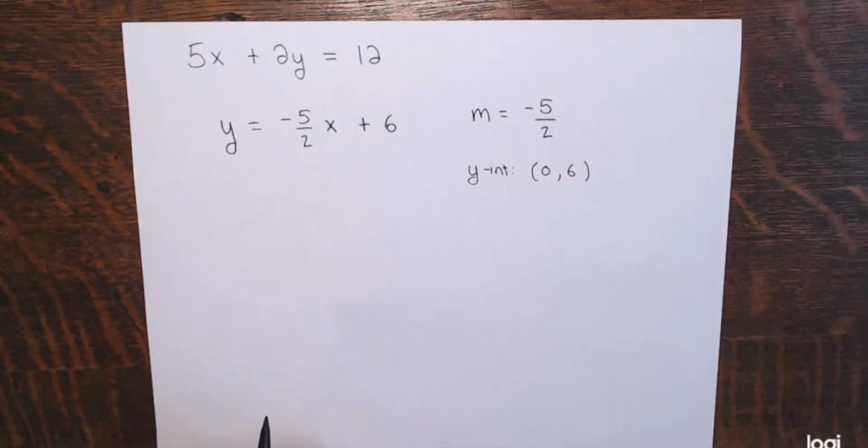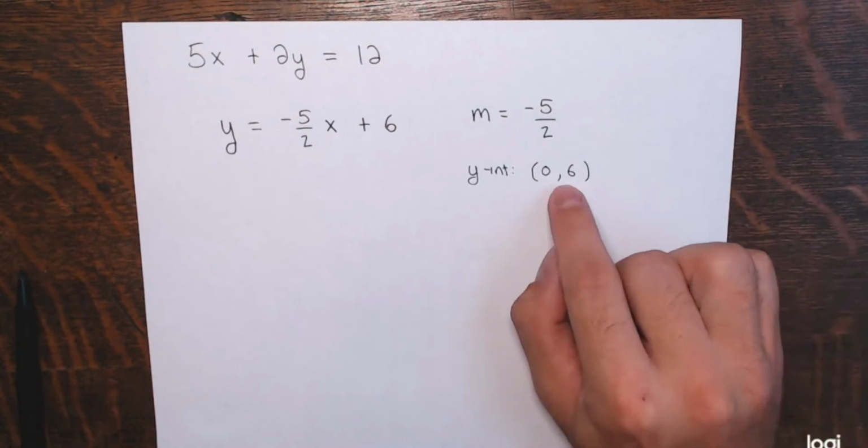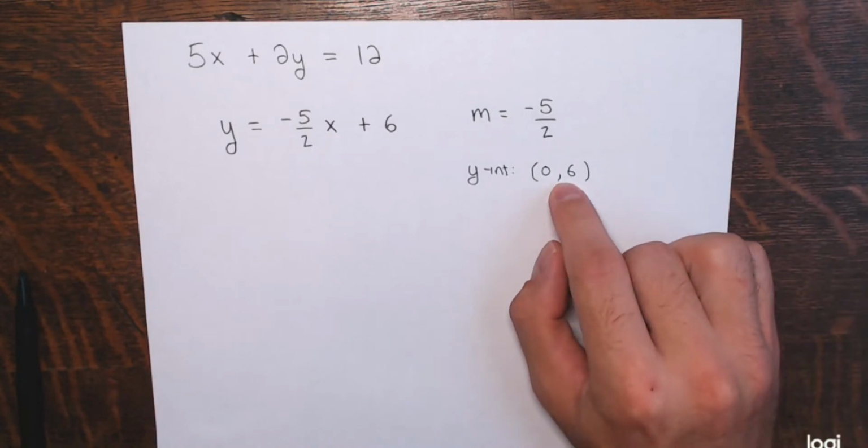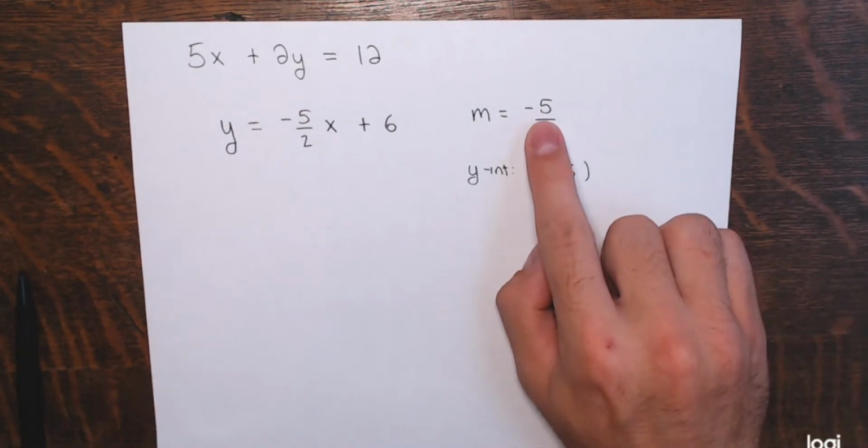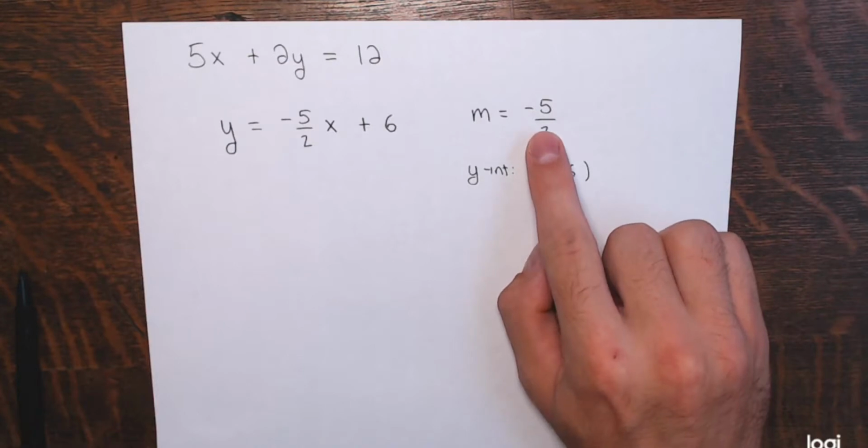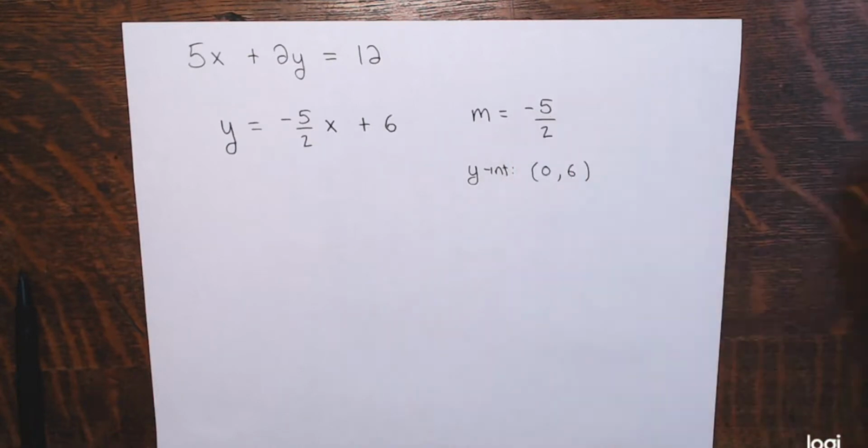Right. So back on the graph, I'm going to plot the point 0, 6, and then go down 5, right 2. Right? The numerator is negative 5, the denominator is positive 2.